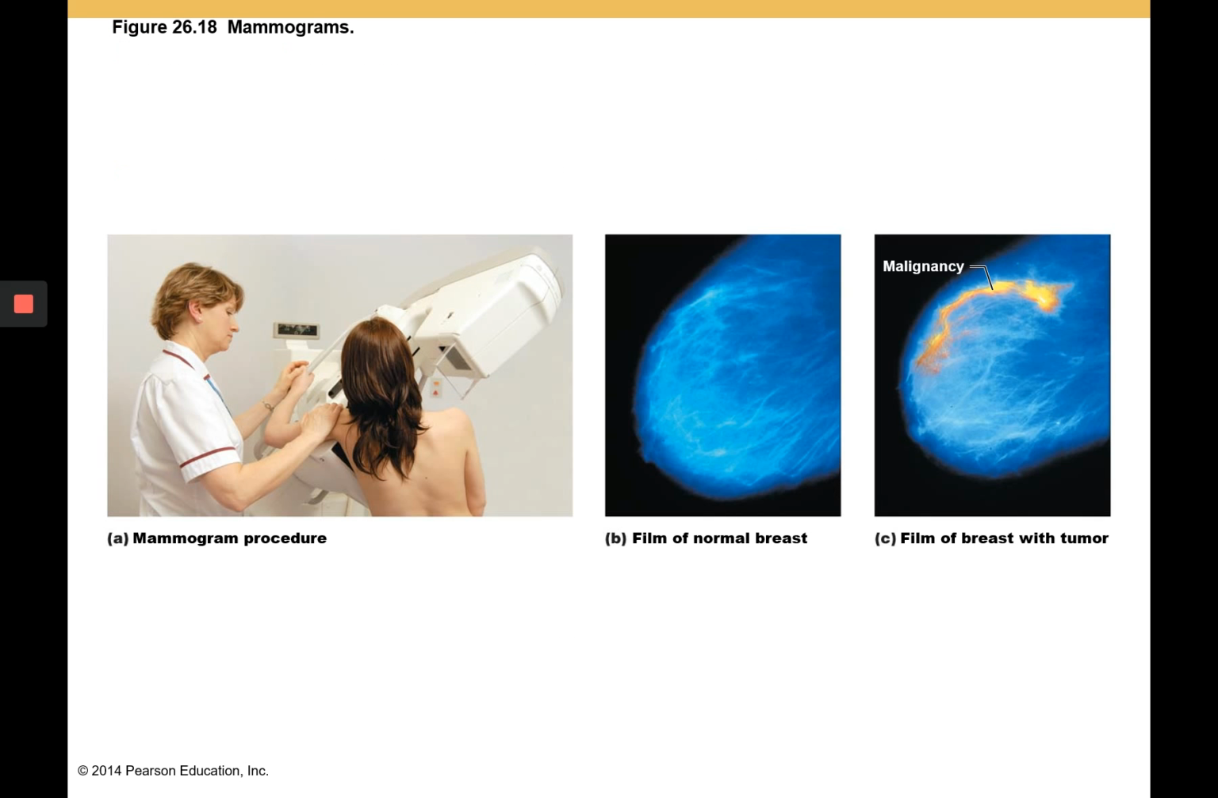Here is the mammogram procedure. So you can see the machine here is an X-ray exam. We can see on the right a film of a normal breast and the film of a breast with a tumor.